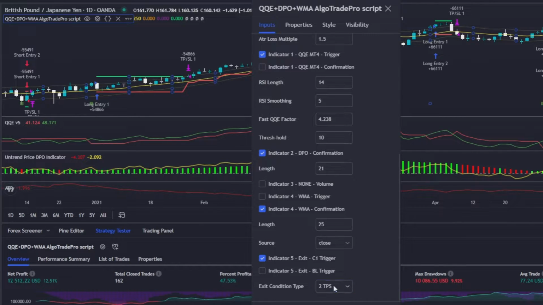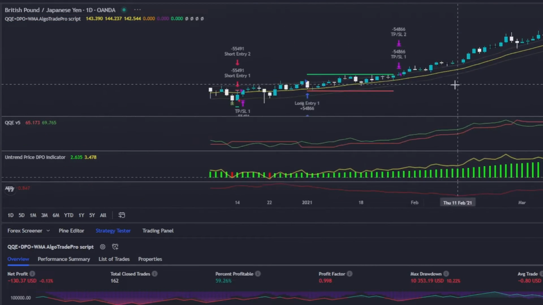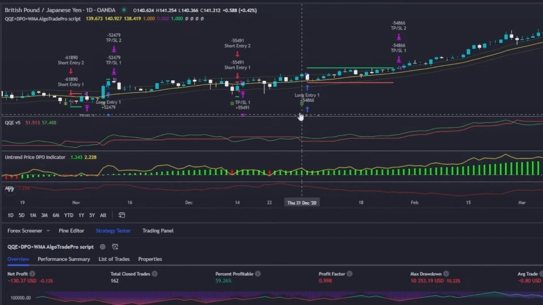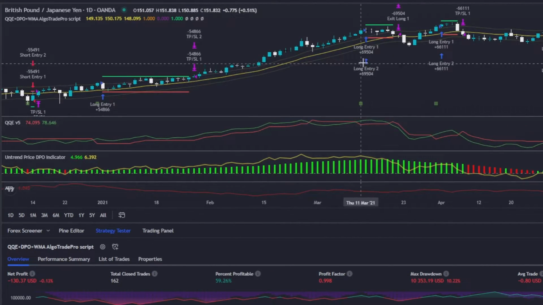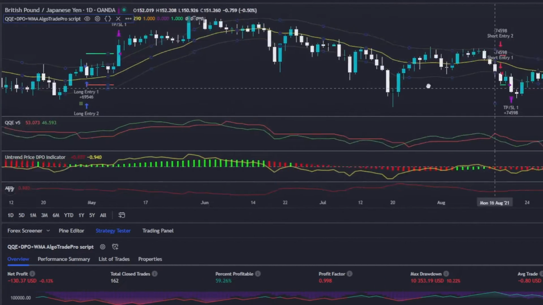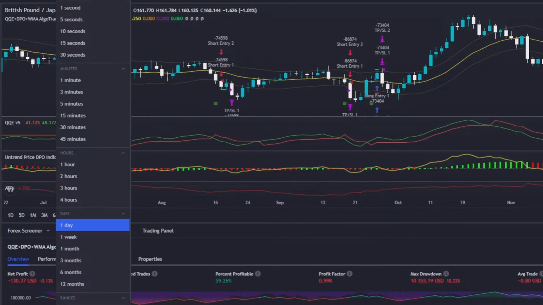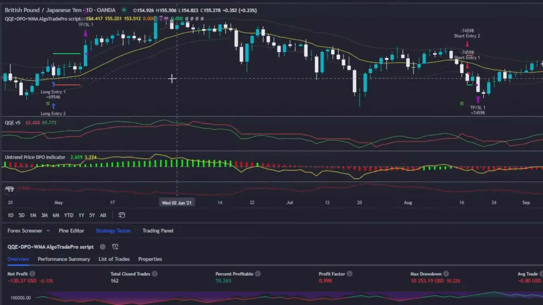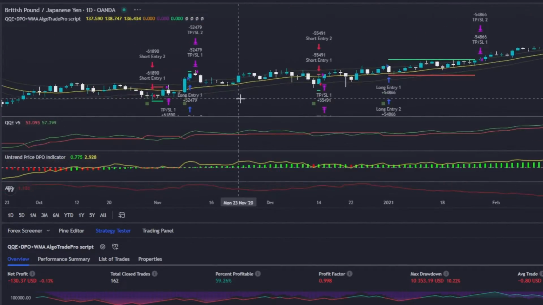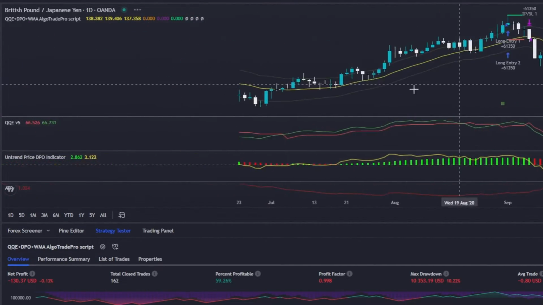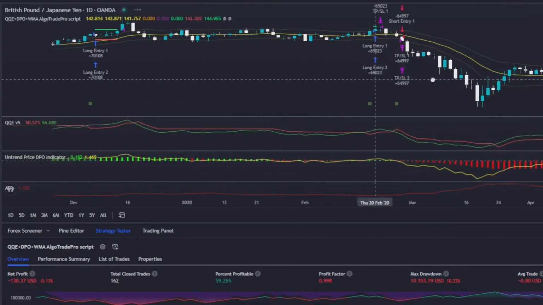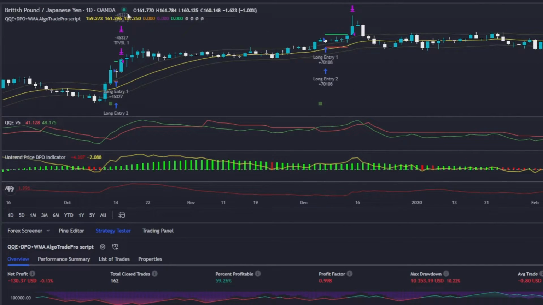Therefore, a QQE signal is only valid if the Detrended Price DPO indicator points in the same direction and if the price is above the baseline for long trades or below it for short trades. At the moment, I'm on the daily time frame, and you can see that the algo performs all trades respecting these rules and placing the stop loss and take profit levels on the chart.